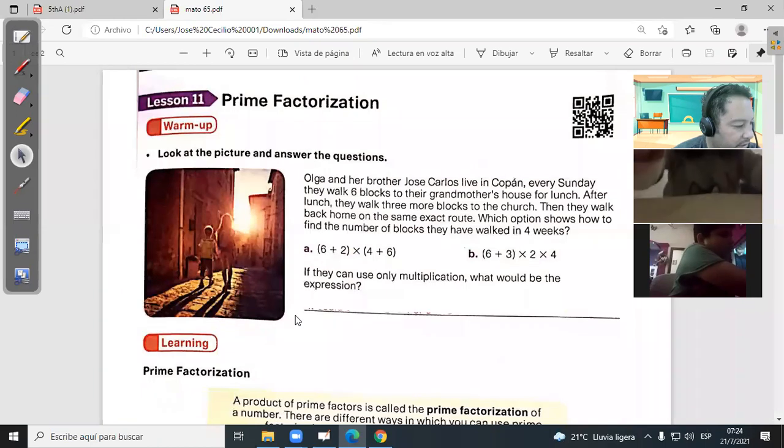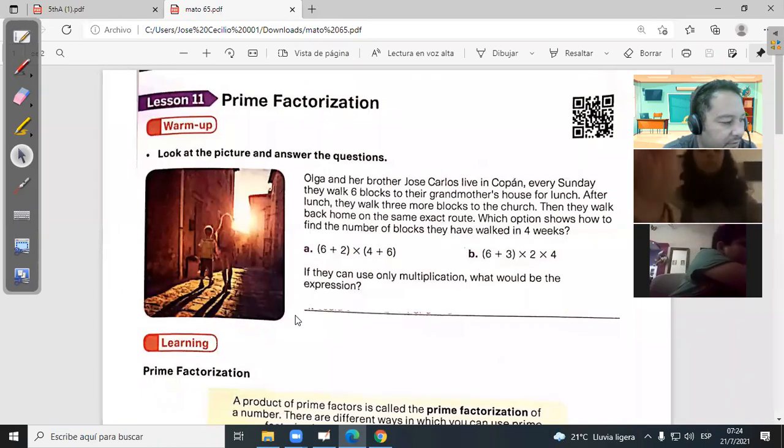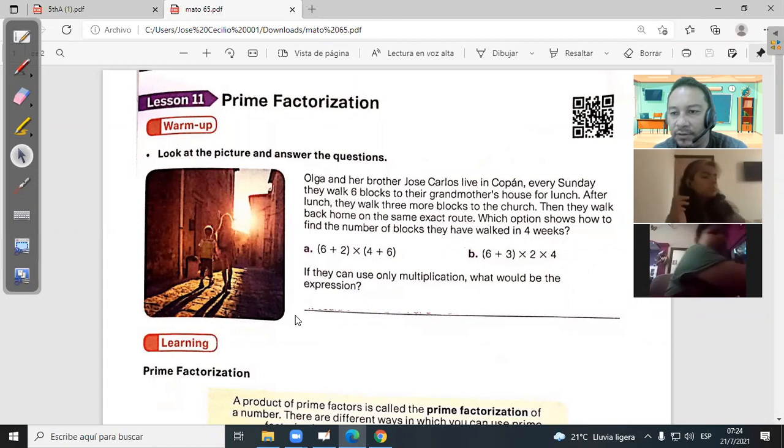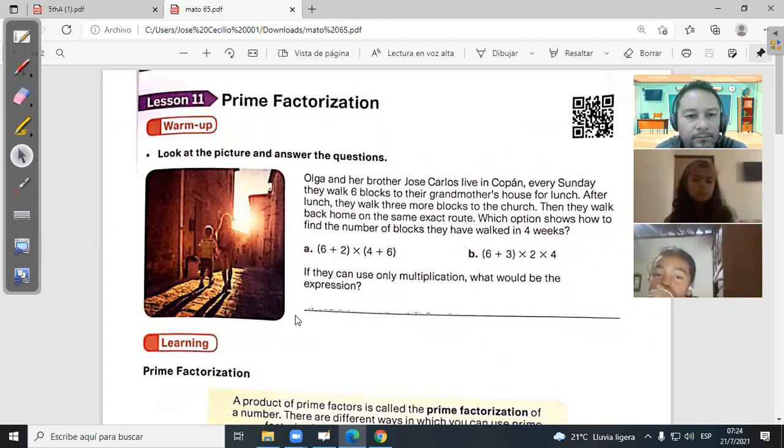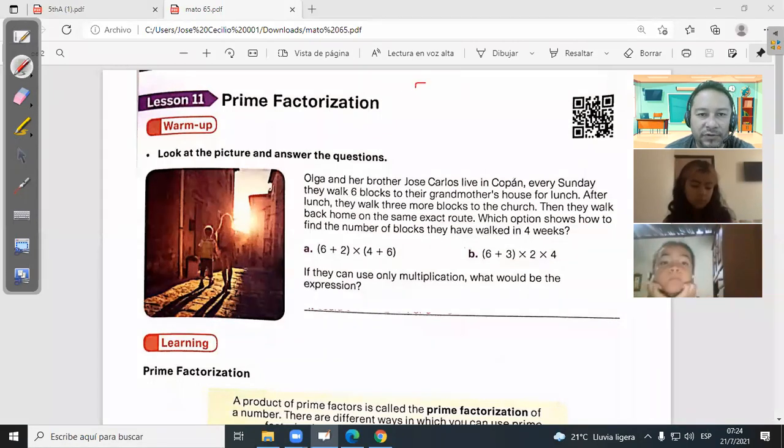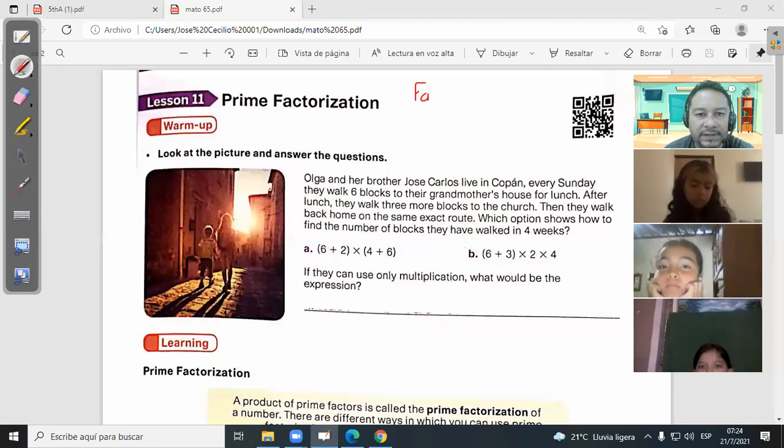Now what I want to know is, what is a factor? What do you know about a factor? A factory is a big building where they make things. But in math, what is a factor? No idea? It's a number that you need to multiply. Exactly. A factor is a number.